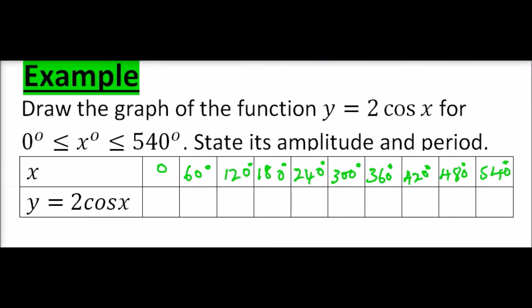Then we come to the y-axis. When x is 0, y is equals to 2 cos x, which is 2. Then we have 1. We have minus 1. We have minus 2. We have minus 1. We have 1 when x is 300. We have 2. We have 1. Then we have minus 1. Then we have minus 2. So these are the values that we are going to plot, and we'll come up with a graph.